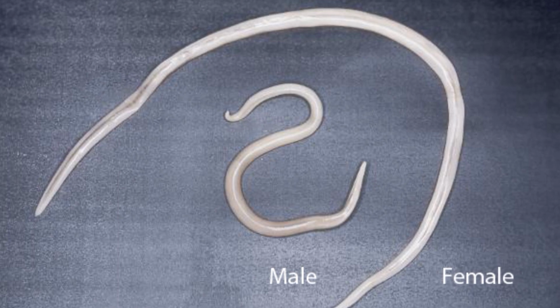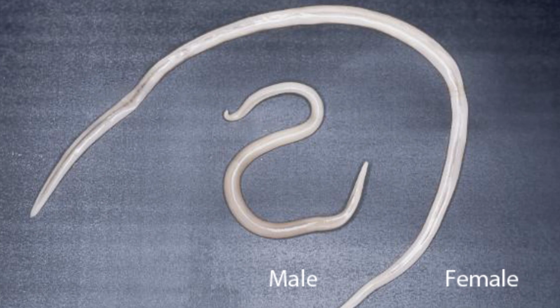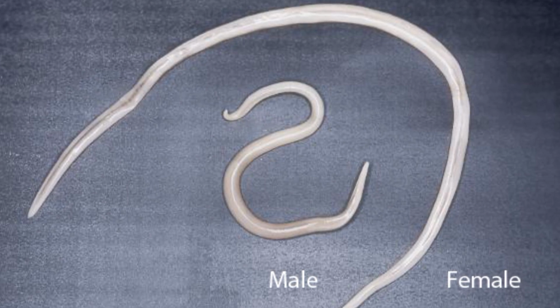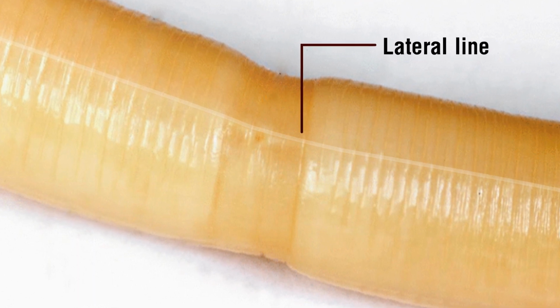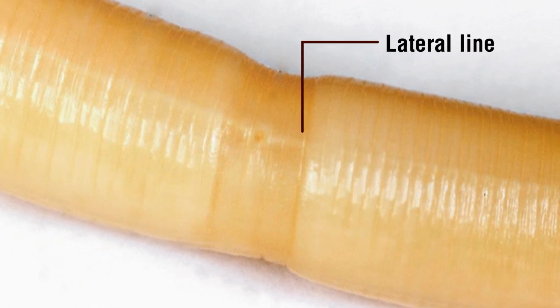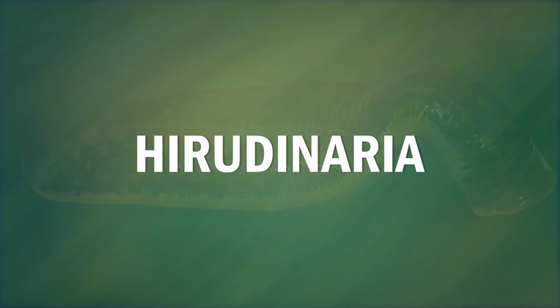Single longitudinal lines are on the dorsal, ventral and on the two lateral sides all along the body's length. Out of these, the lateral lines are comparatively more distinct than the other lines. Next is about Hirudinaria.